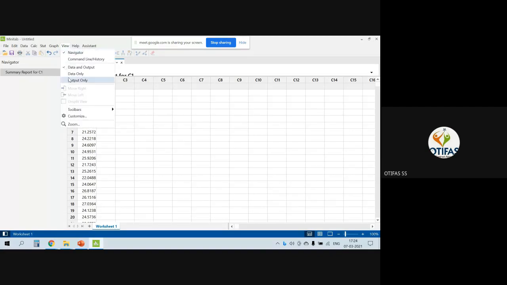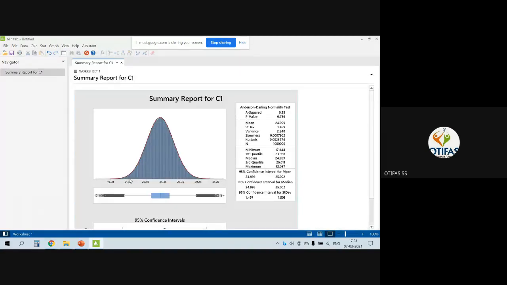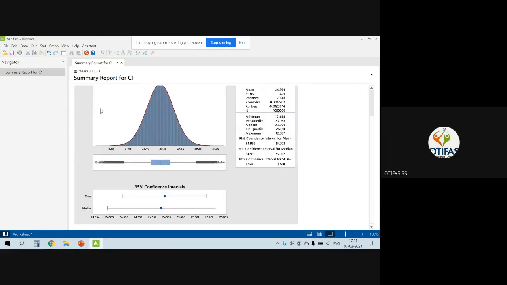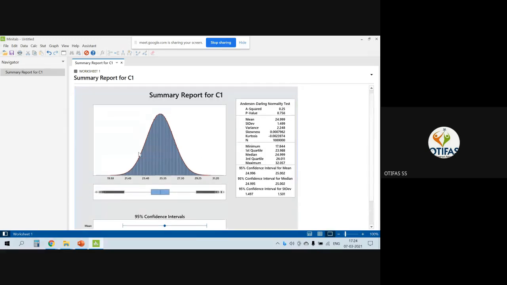See this view output. See how it is normally distributed. 1 million data, 10 lakh data, a histogram, how it looks. And see here, the mean. What is the standard deviation? What is the variance? What is the skewness? What is the total number? Minimum, etc. Okay. Now, if you put 1 lakh data, you will get such a perfect normal bell curve of data.